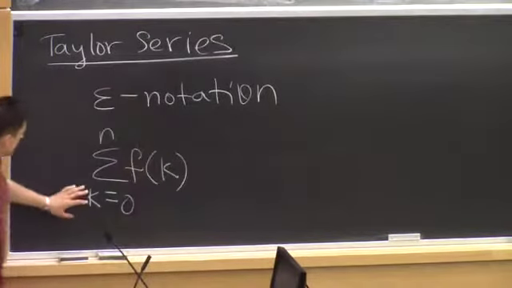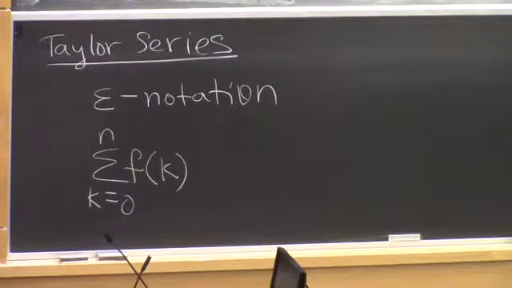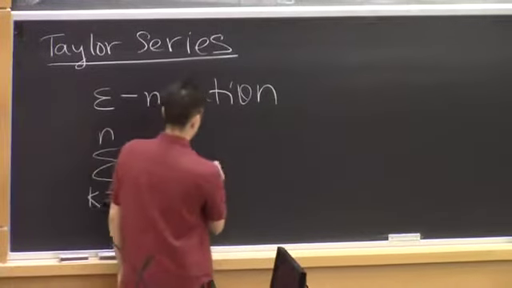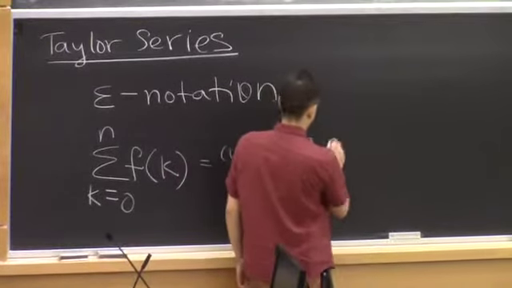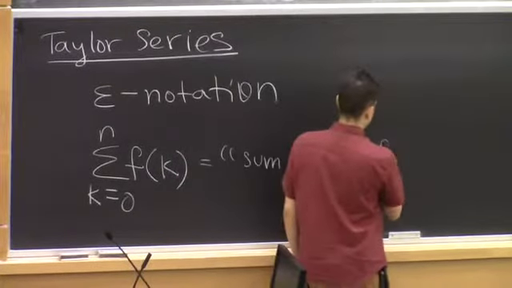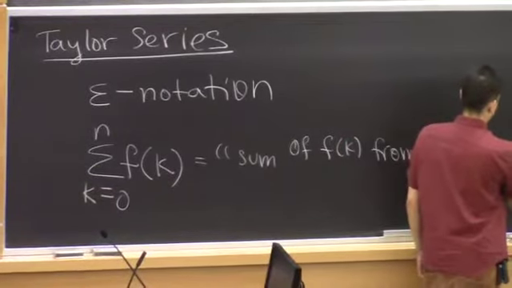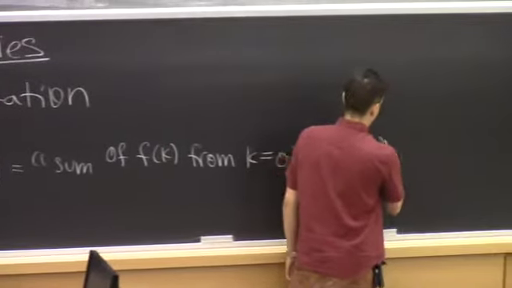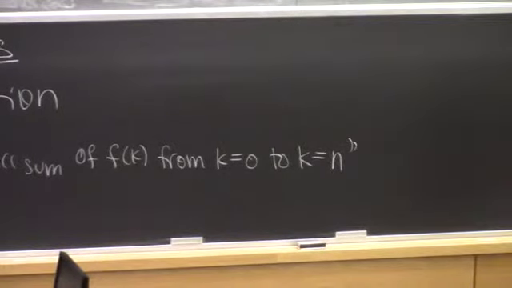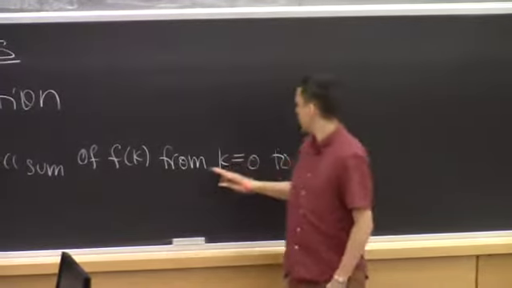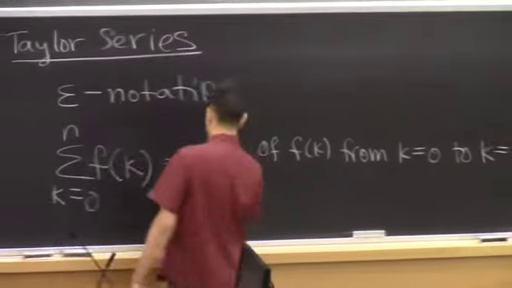So if we write the sum from k equals 0 to k equals n, this means the sum of f of k from k equals 0 to k equals n. So what does that look like?